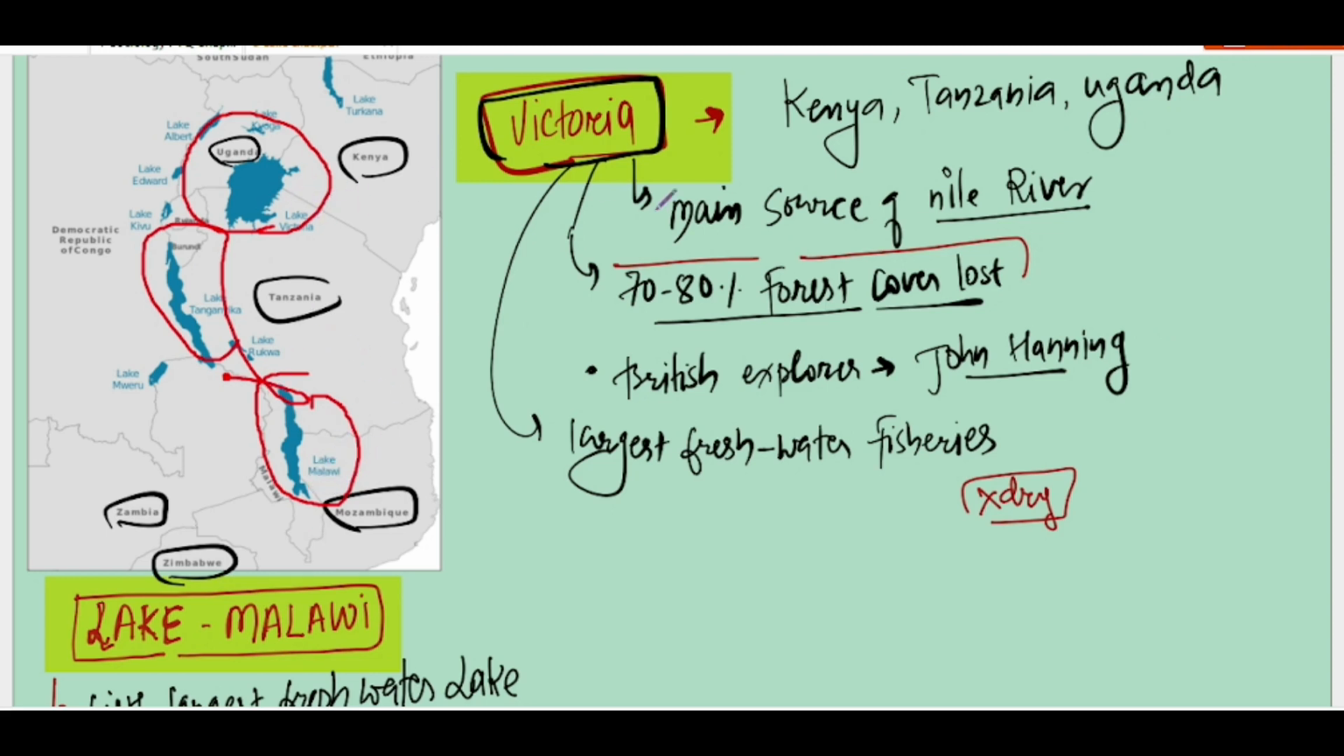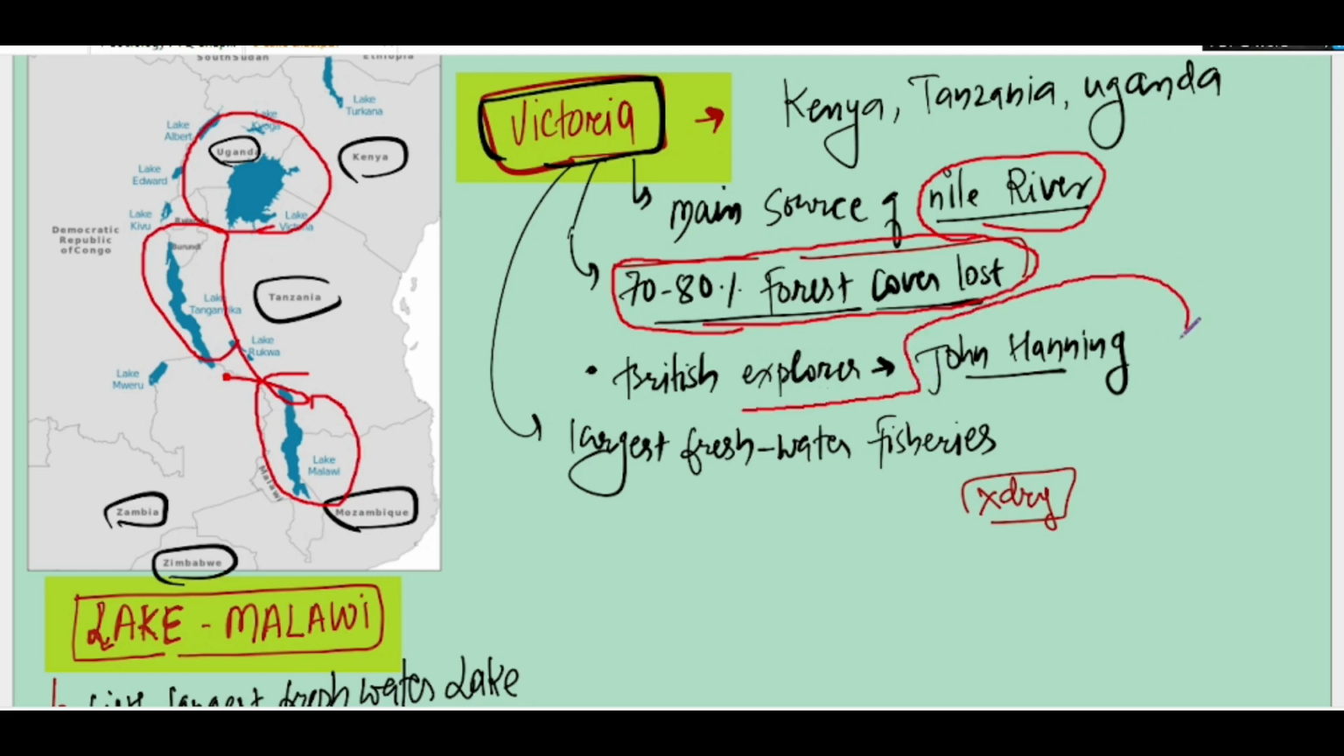Now this Lake Victoria was the main source of the Nile River. Remember, right? So why does Lake Victoria become important? Because 70 to 80% of the forest in the Lake Victoria vicinity has vanished, and the name of Lake Victoria was given by John Hanning, who was a British explorer at that time. One of the largest freshwater fisheries happens in Lake Victoria, and this is not drying. So remember, Lake Victoria is not drying.